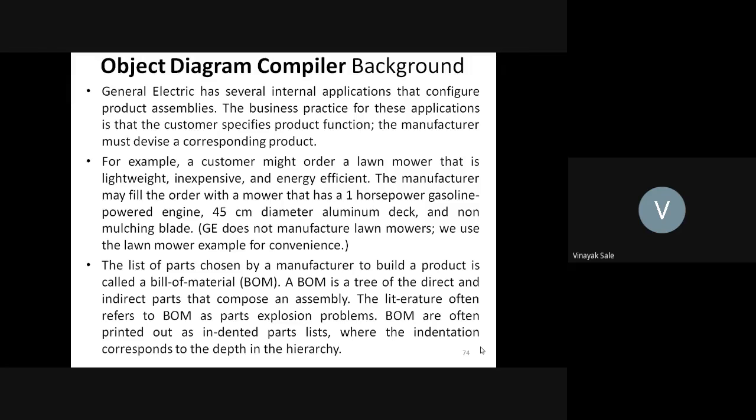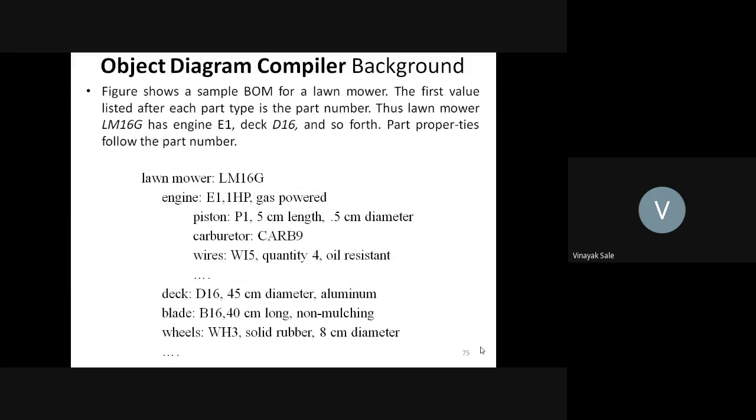A bill of material is a tree of direct and indirect parts that compose an assembly. The literature often refers to the bill of material as the parts explosion problem, and bills of material are often printed as an indented parts list where the indentation corresponds to the depth in the hierarchy. So this is the figure. In the last slide we have given the explanation of the lawn mower.